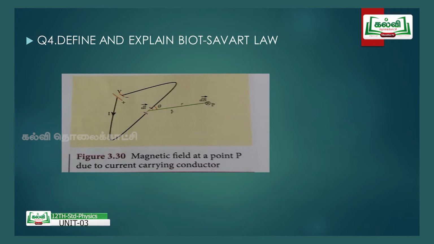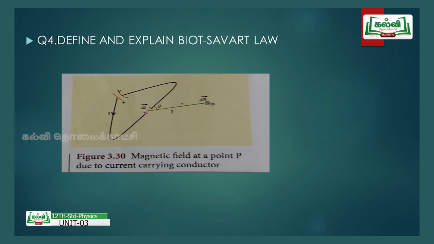This Biot-Savart law is used to find the magnetic field at a point from a conductor. That is, if a current carrying conductor is placed and the magnetic field is to be found at a point, the point where we are interested to find the magnetic field is at a distance r. Current is flowing in the conductor and we have selected a point P within the field, and the distance between the conductor and the point is r.